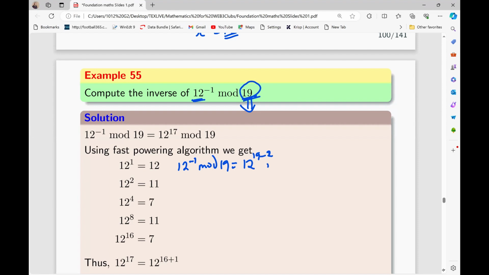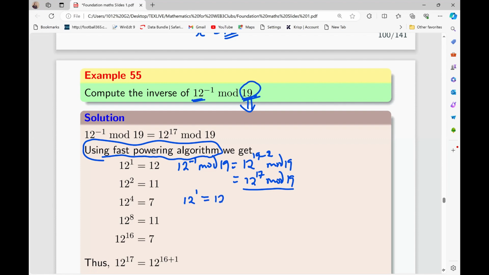19 minus 2 mod 19, which is, of course, 12 raised to 17 mod 19. So once you reach here, you then use the first powering algorithm, that is the successive squaring method. So the first thing we square is 12 raised to 1, which is 12.